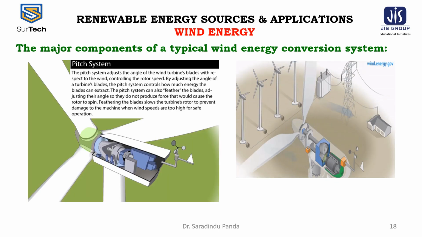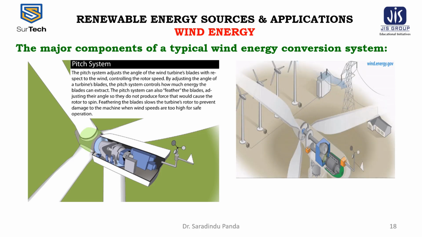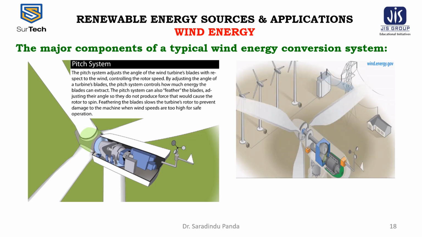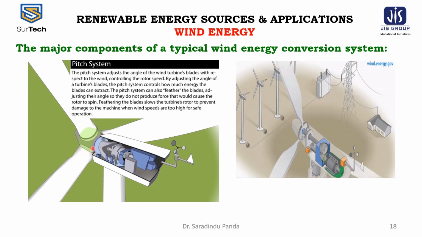Now the third is the pitch system. The pitch system adjusts the angle of the wind turbine's blades with respect to the wind, controlling the rotor speed. By adjusting the angle of the turbine's blade, the pitch system controls how much energy the blade can extract. The pitch system can also feather the blades, adjusting their angle so they do not produce the force that would cause the rotor to spin. Feathering the blades slows the turbine's rotor to prevent damage to the machine when the wind speeds are too high for safe operation. This is the pitch shown in the figure.